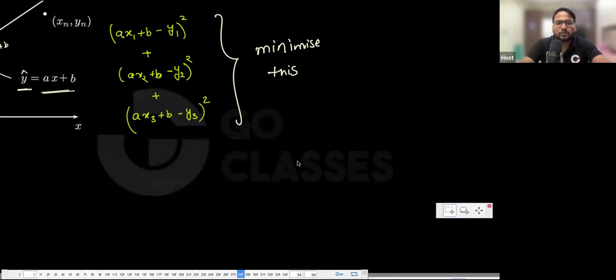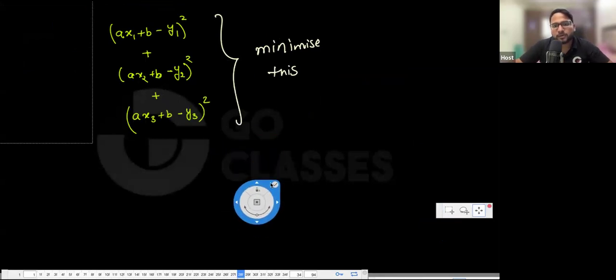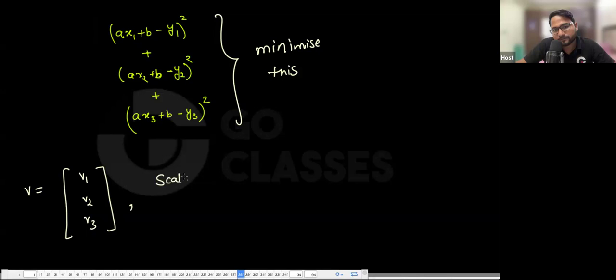Now let's assume a case that there is a vector which is v. I will come to that point; let's go step by step. Suppose this vector has v1, v2, v3 as components, and I also ask you to consider one scalar quantity, which is v1 square plus v2 square plus v3 square.